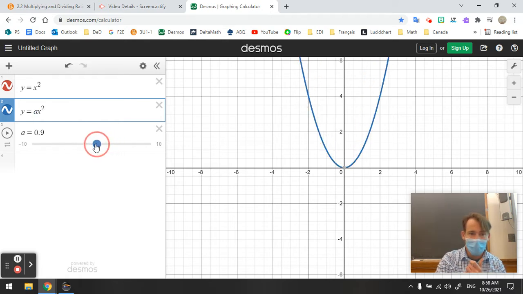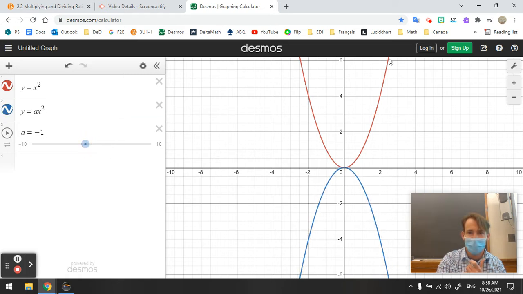If a is negative, it seems to do something. It changes. So if I say a is -1, how would you describe that? What have I done to this parent function with this transform function? What did I do there? Julia, what happened to this parabola here? It changed its direction, did you say?